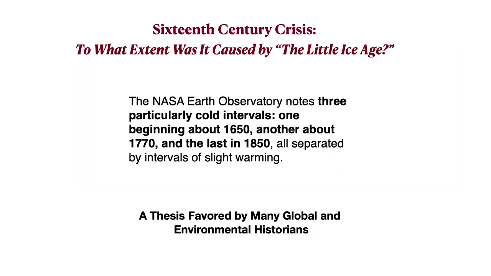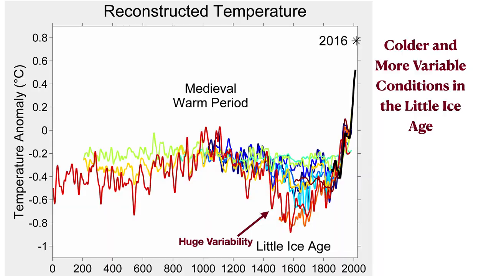So there were exceptions. Anyway, back to this question, to what extent was this, should be 17th century crisis, my mistake, crisis of the 1600s, to what extent was it caused by the Little Ice Age? And here the NASA Earth Observatory notes three particularly cold intervals, one beginning around 1650, and then there were others later on. But it was perhaps this first one that was the most devastating. It's favored by many global and environmental historians, but I think the jury is still out.